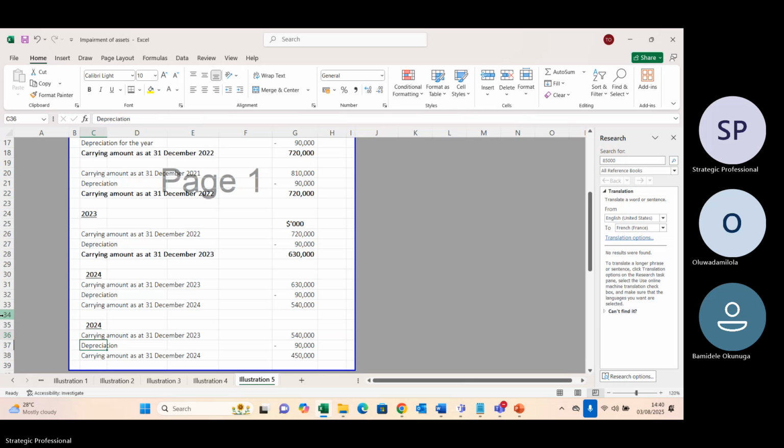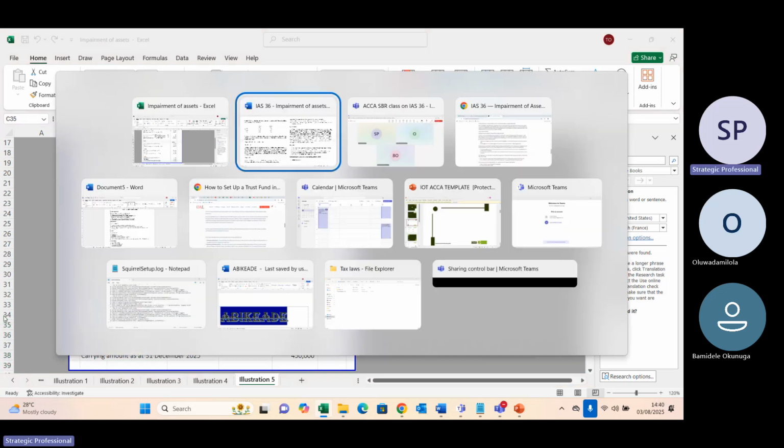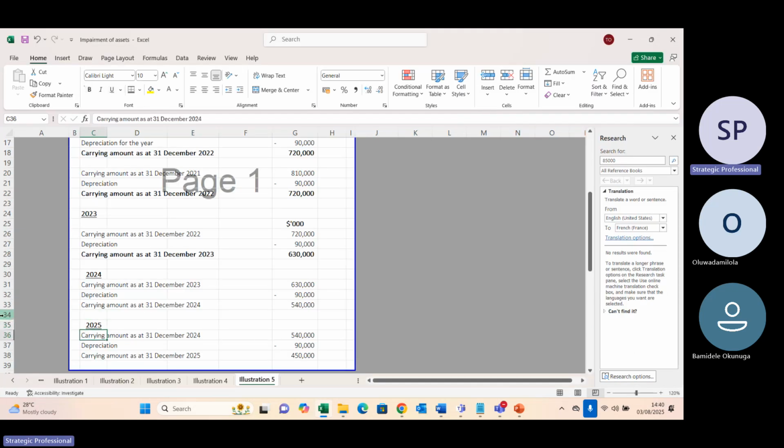Then 2025. The closing balance of 2024 will become the opening balance of 2025, which is this 540,000, then my normal 90,000, then this gives 450,000. So this is the answer we're looking for, this 450,000. Do you understand this method? Yeah, it's fine.